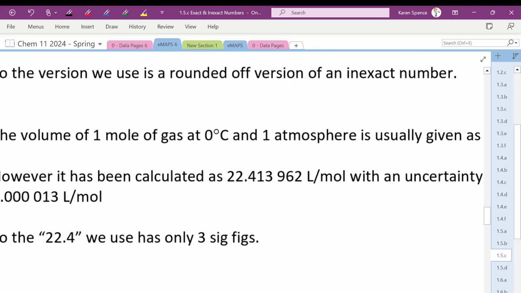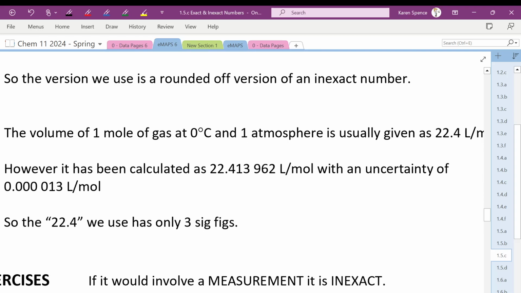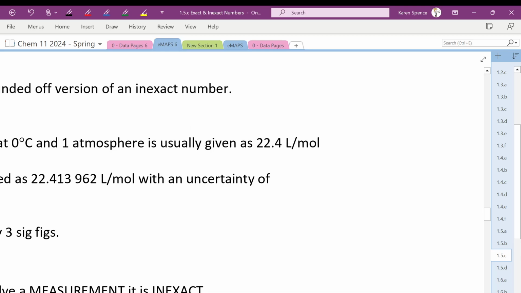The volume of 1 mole of a gas at 0 degrees Celsius and 1 atmosphere is usually given as 22.4 liters per mole. Do you think that 22.4 liters is exact or inexact? Do you think that's something they know for sure, or something they probably measured? They probably measured it, and therefore it is inexact, and therefore we have 3 sig figs.